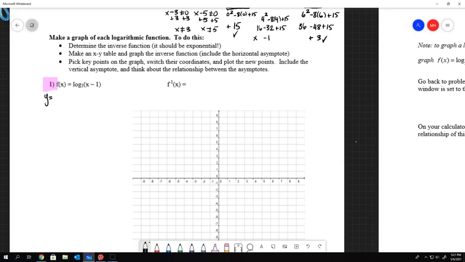So first thing I'm going to do is I'm going to say y equals log base 3 of x minus 1. And then for inverses, I'm going to switch x and y. So x equals log base 3 of y minus 1. From here we can convert to exponential. My base stays my base, and x and y minus 1 switch places. So x stays with the 3 this time, and this equals y minus 1. And now we just want to get y by itself, so we add 1 to both sides. 3 to the x plus 1 equals y, and this is our inverse function.